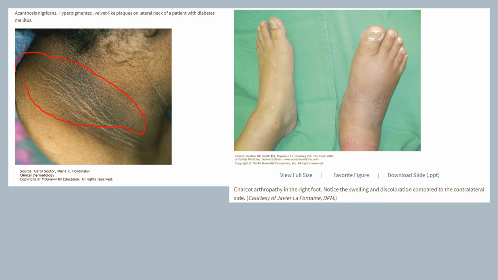And this is an example of Charcot arthropathy. This happens because of repetitive injuries to the tendons and tissue in the feet because the patients can't have normal sensation there, and they don't realize that they're having these kind of recurrent micro injuries.